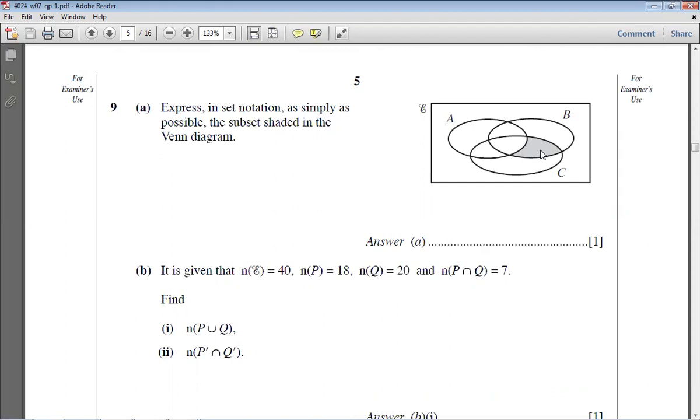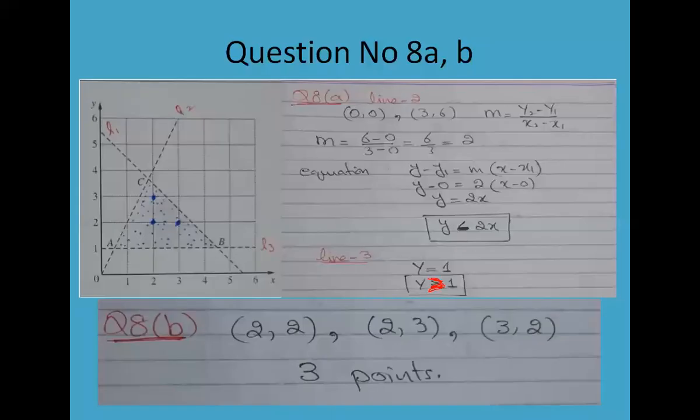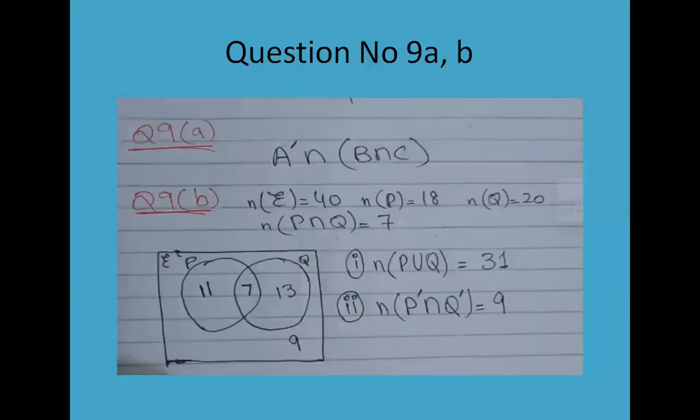And then out of A, not the whole out of A is shaded. Only that portion out of A is shaded which is common between B and C. So we will write A complement intersection, bracket B intersection C, bracket close. Let me show you my answer as well. Okay. So here we have question number 9, and its A part. It says A complement intersection B intersection C. This is how you will write that.